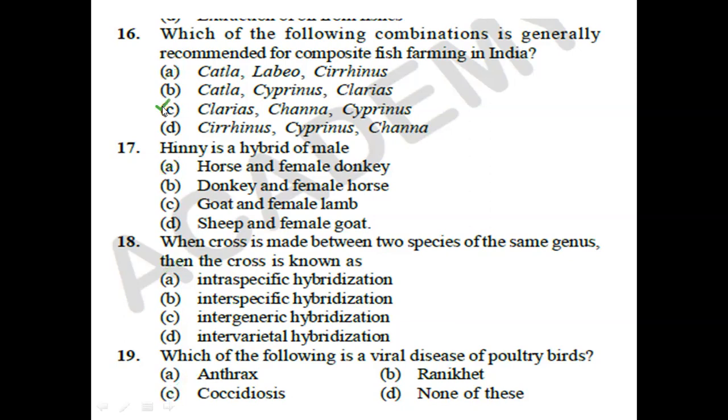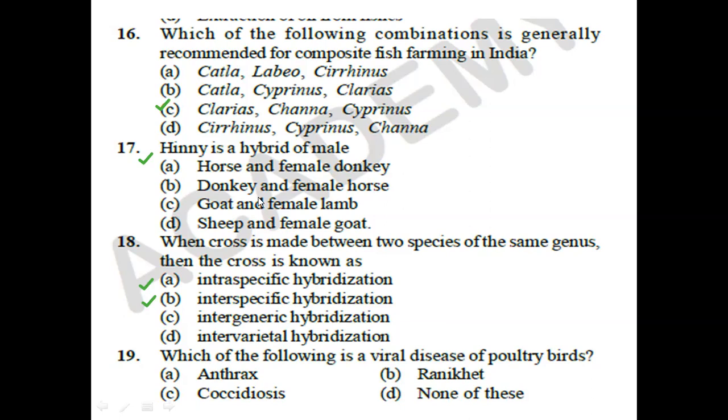Hinni is a hybrid of a male horse and a female donkey. Option A. When a cross is made between two species of the same genus, then the cross is said to be interspecific hybridization. It's option B.